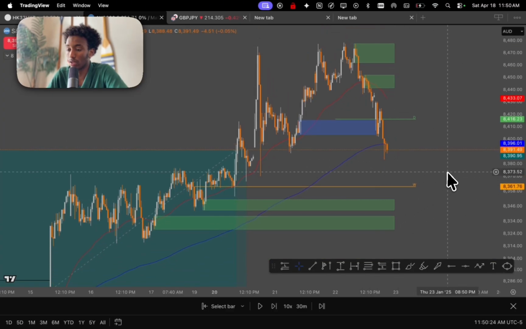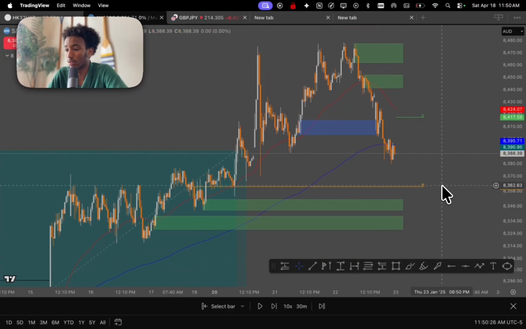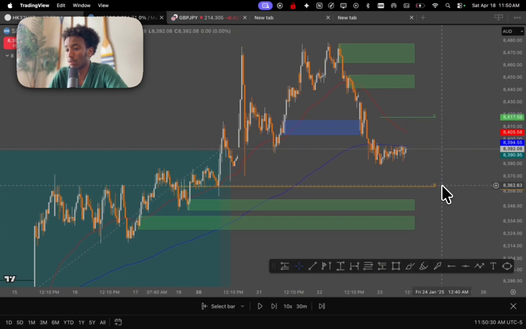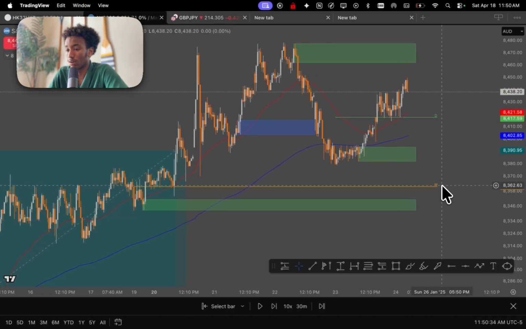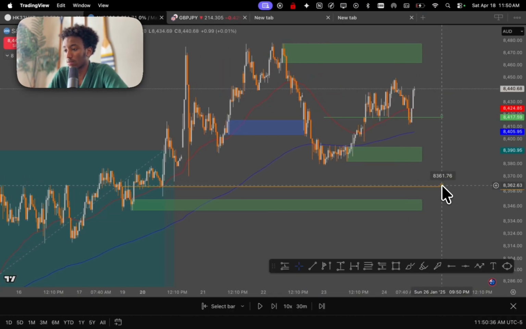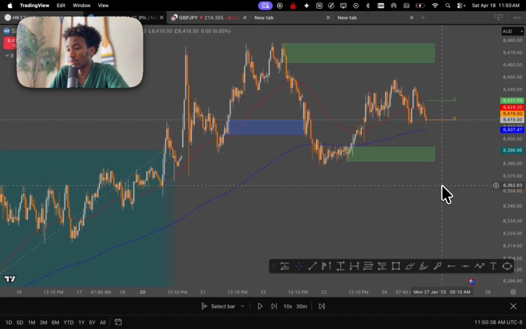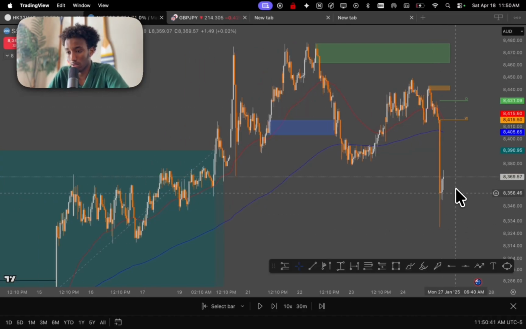Honestly, with these two zones, you could take either. There's no preference to take only one. Depending on how you perceive things, you could just take both if you want. Alright, one of them got invalidated, I guess. Let's see, not be too quick. Did we tap? Okay, we invalidated both.